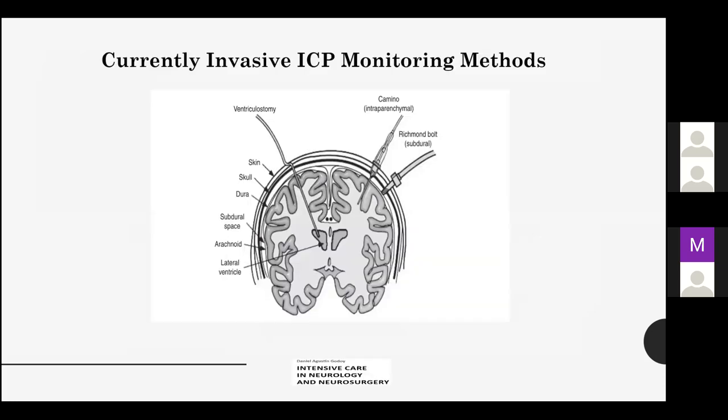Okay, ICP monitoring. We have invasive monitoring and non-invasive. Invasive-wise, there are two gold standard methods. One is EVD or ventriculostomy, which is the gold standard method of monitoring ICP. The other one is the intraparenchymal probe, which is a fiber optic probe. You just make a burr hole, put a probe within the parenchyma, and start monitoring. There are other types of monitoring as well, but these are the famous ones: the intraparenchymal probe and ventriculostomy or EVD.